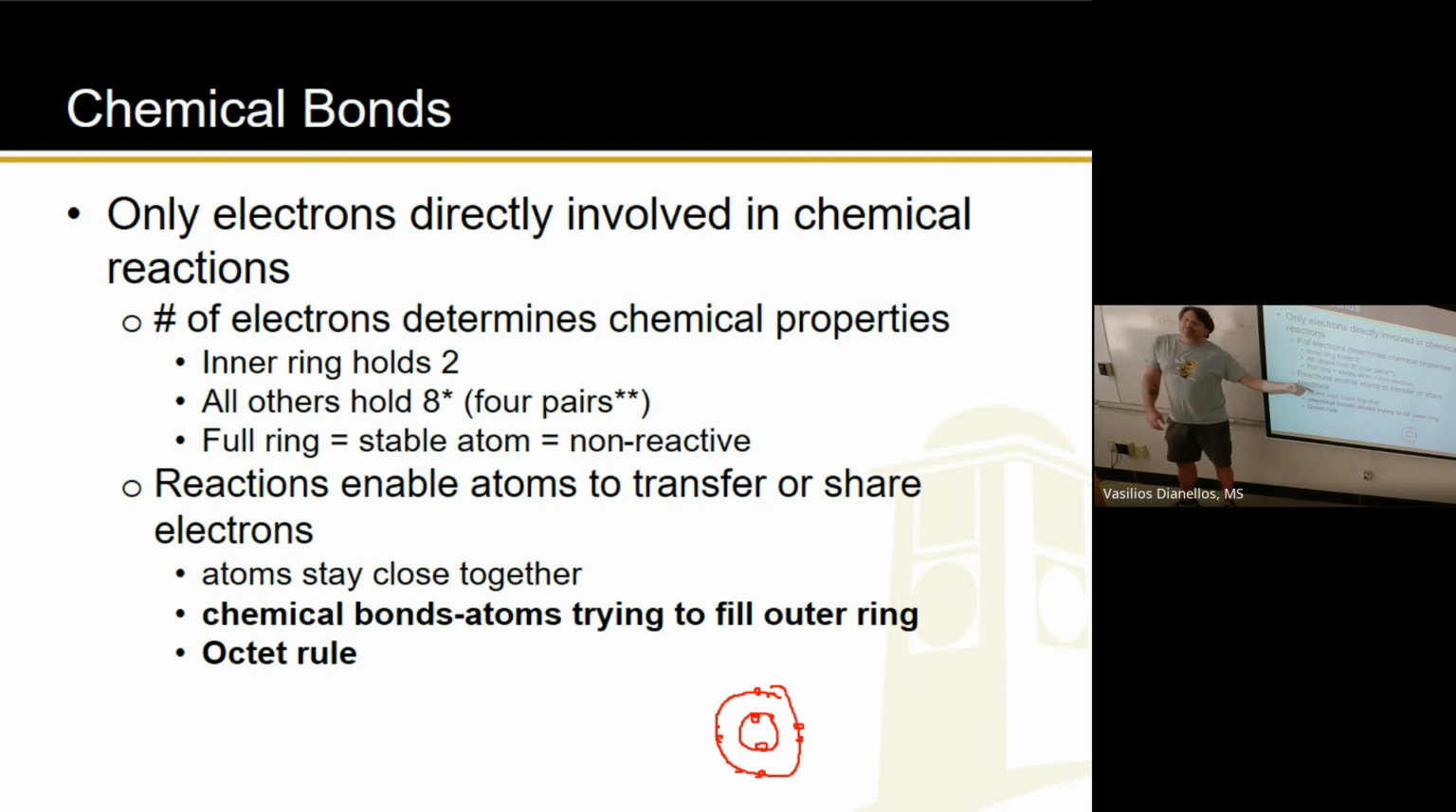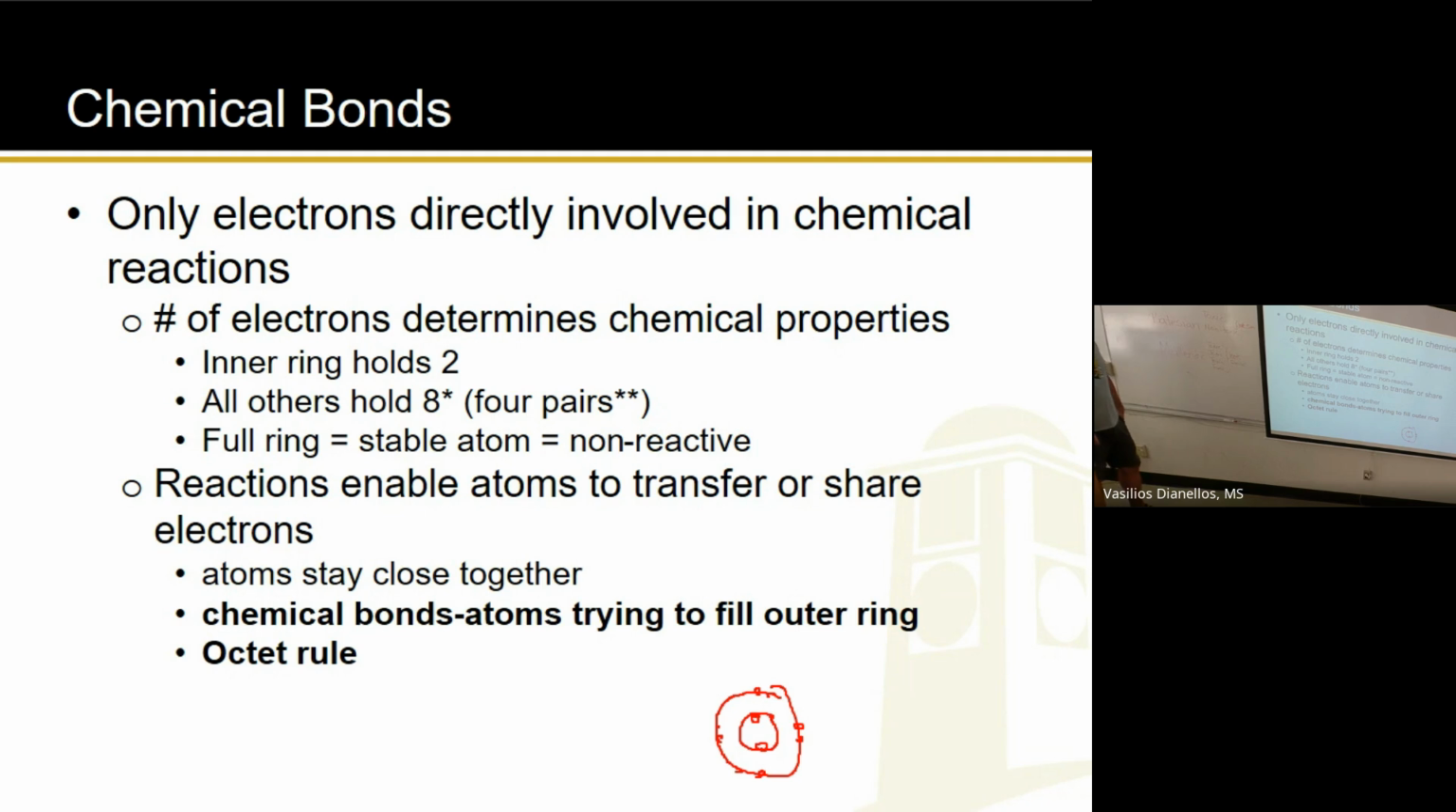The first one definitely holds 2. The second one definitely holds 8. And if you're interested for independent work, look up where the rest actually hold. But again, as far as we're concerned in this class, that's going to help us figure out the problems that you're going to be facing.